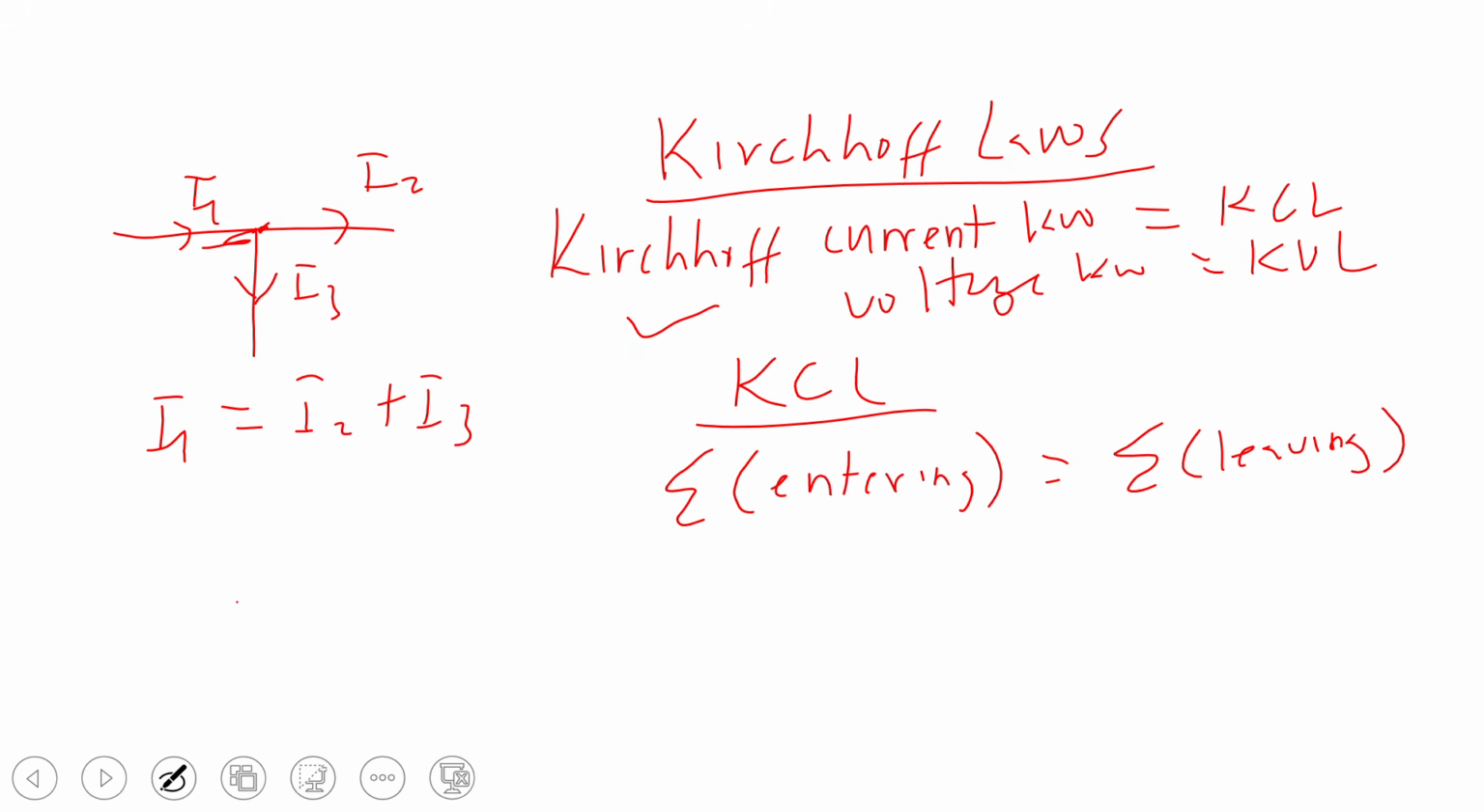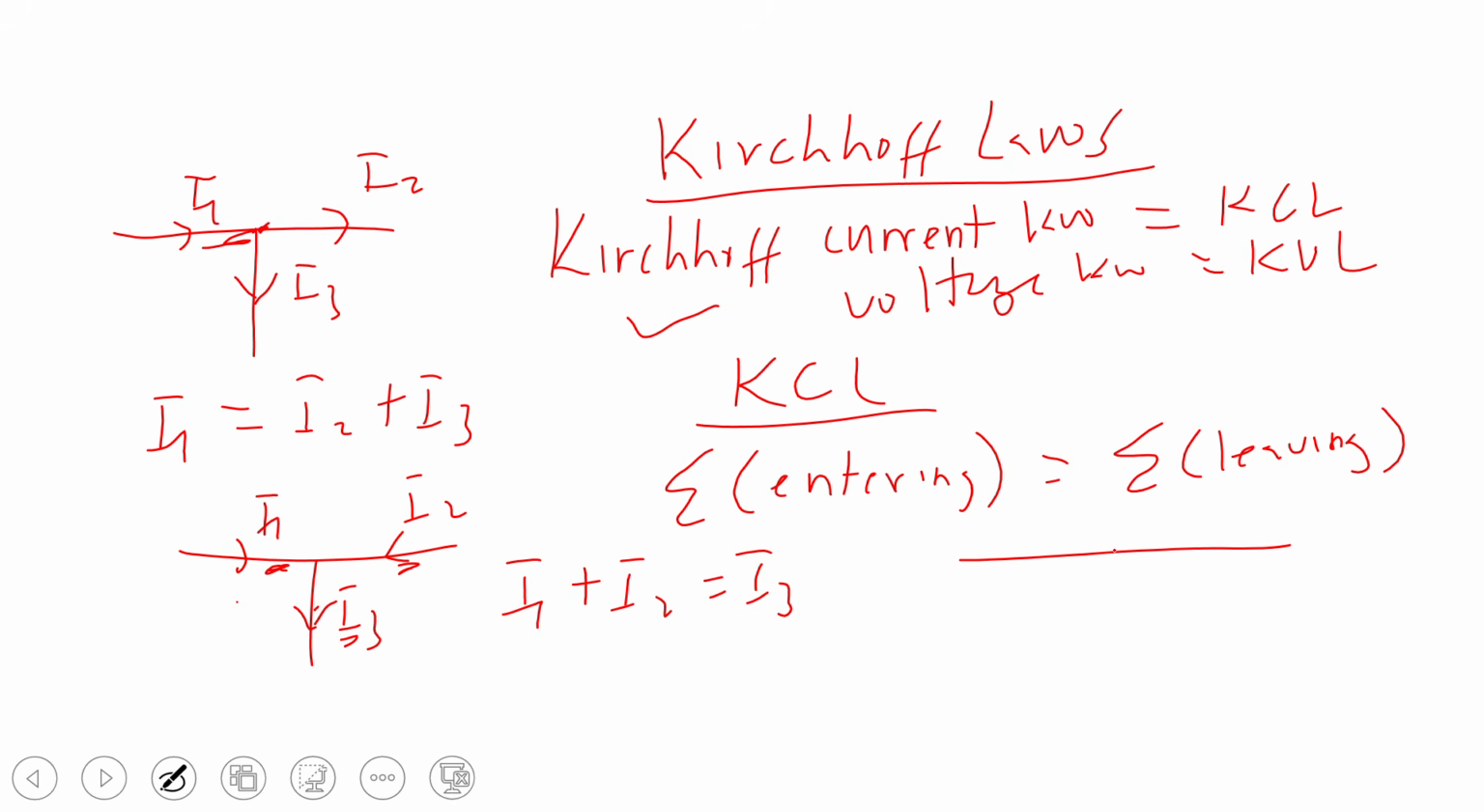Let's look at another situation where let's say I1 is like this and I2 is like this and I3 is like this. You realize that I1 is entering the junction, I2 is also entering the junction, and only I3 is leaving, so it becomes like this.